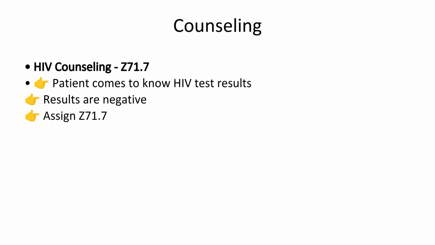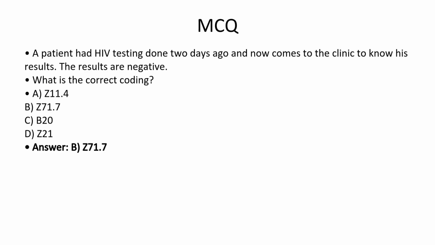If the patient comes to the hospital to know his HIV test results and the results are negative, then we assign the counseling code Z71.7. So this is not a testing visit, this is a result visit with counseling. Remember, results visit means counseling code. In this question, the patient is not coming for testing, he is coming to know his HIV test results. Since the results are negative, we assign the counseling code Z71.7. So the correct answer is B, Z71.7.